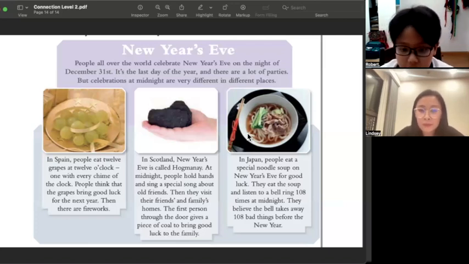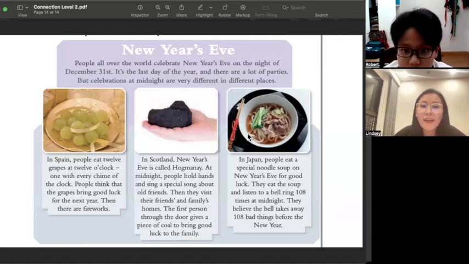In Japan, people eat a special noodle soup on New Year's Eve. For good luck, they eat the soup and listen to the bell ring 108 times at midnight. They believe the bell takes away 108 bad things before the new year.